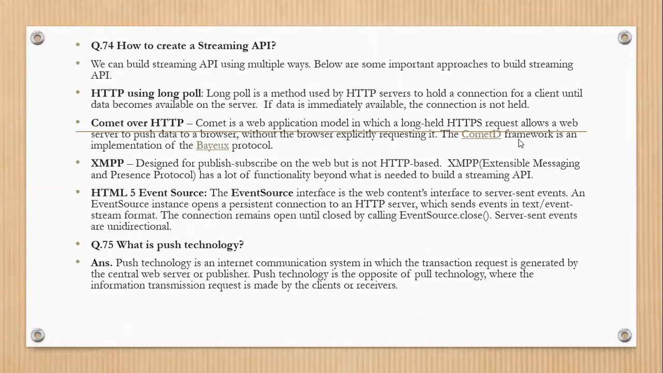Next, Comet is a framework. It is an implementation of the Bayeux protocol. Next, XMPP, designed for publish-subscribe on the web, but is not HTTP based. XMPP, the extensible messaging and presence protocol, has a lot of functionality beyond what is needed for the streaming API.